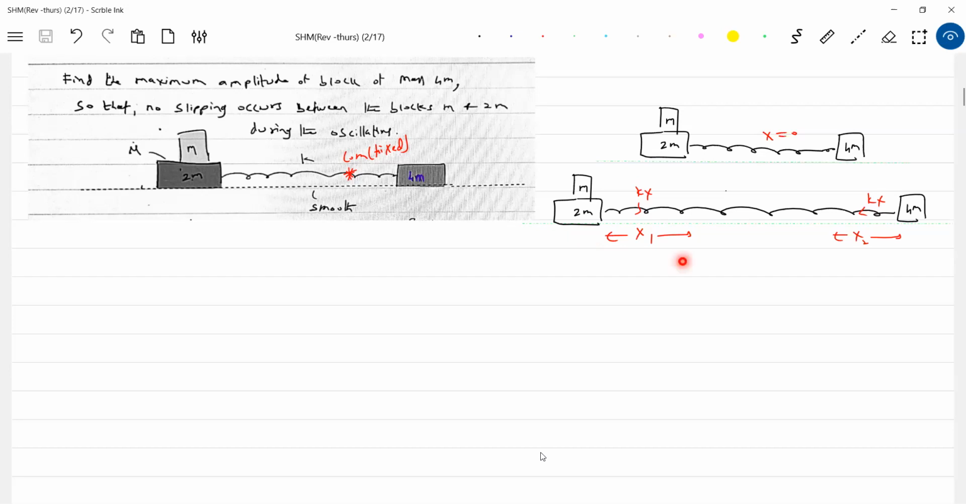First of all, what is amplitude? Is it x amplitude or x1 is amplitude? X1 is the amplitude for this, x2 is the amplitude for this. For the maximum amplitude of this block so that no slipping will occur. Why will slipping occur? Now you can get into the frictional force. Here, frictional force will act and will accelerate the block, the frictional force only.